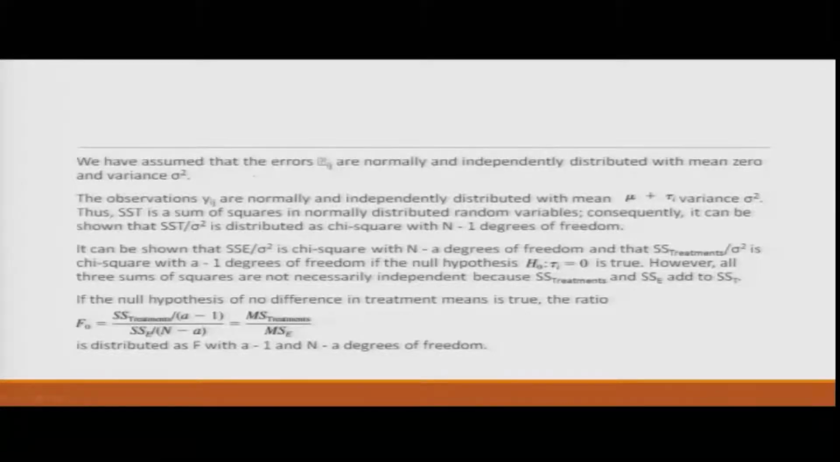So, here it is basically a chi square with n minus 1 degrees of freedom. It can be shown that the sum of square of the errors divided by sigma square is also a chi square with n minus a degrees of freedom, and that SST divided by sigma square is a chi square with a minus 1 degrees of freedom. All this follows considering the independence factor which I did mention. So, hence if your null hypothesis tau i is 0 is true, obviously there can be an alternate hypothesis where it is not true.